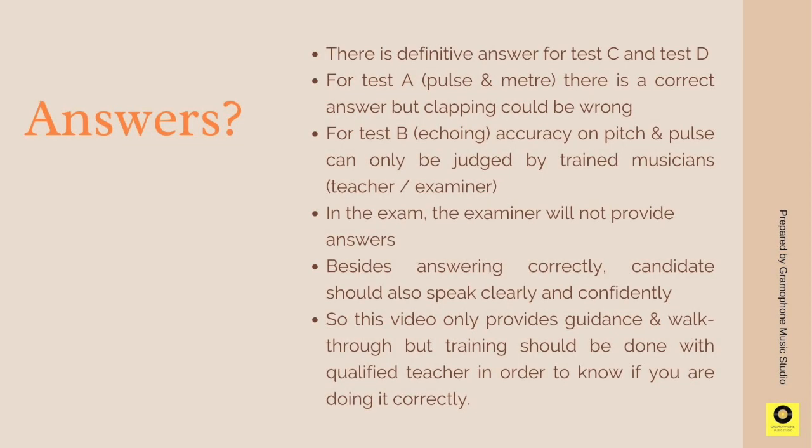There is a definitive answer for Test C and Test D. For Test A, the pulse and meter, there is a correct answer, but the candidate might get the clapping wrong. As for Test B, the echoing, the accuracy on pitch and pulse can only be judged by a trained musician, which can be a teacher or examiner. In the exam, the examiner will not provide the answers.